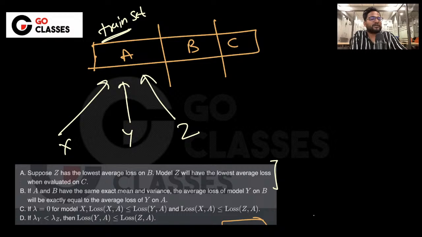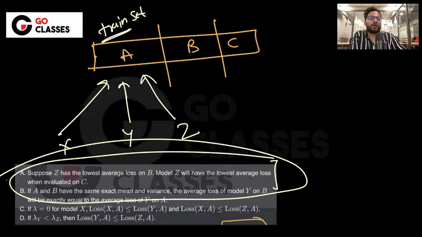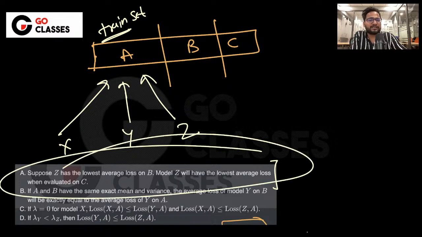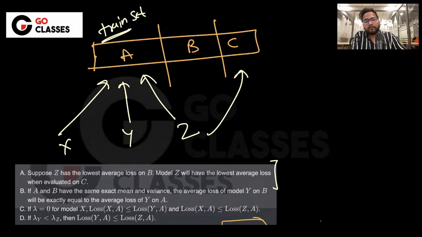It depends on the data set to data set. The exact values depend on the data set to data set. Most likely it should happen. Most likely if Z is giving lower error on B, most probably it should give lower error on C also, in practical scenarios. But this is a theoretical question. Is this always going to happen? Then the answer is no, right? It need not be. It depends on the distribution of C. So that's why it is false. Let me know if that is okay to everyone or not. Okay, let me know if that is okay.